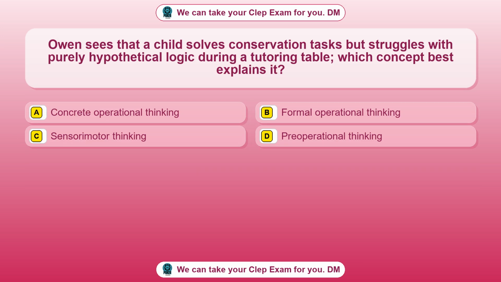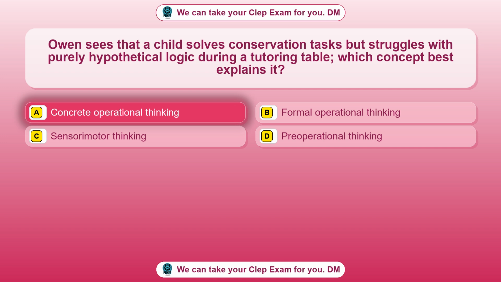Question 16. Owen sees that a child solves conservation tasks but struggles with purely hypothetical logic during a tutoring table. Which concept best explains it? Option A, concrete operational thinking. Option B, formal operational thinking. Option C, sensorimotor thinking. Option D, pre-operational thinking. The correct answer is option A.